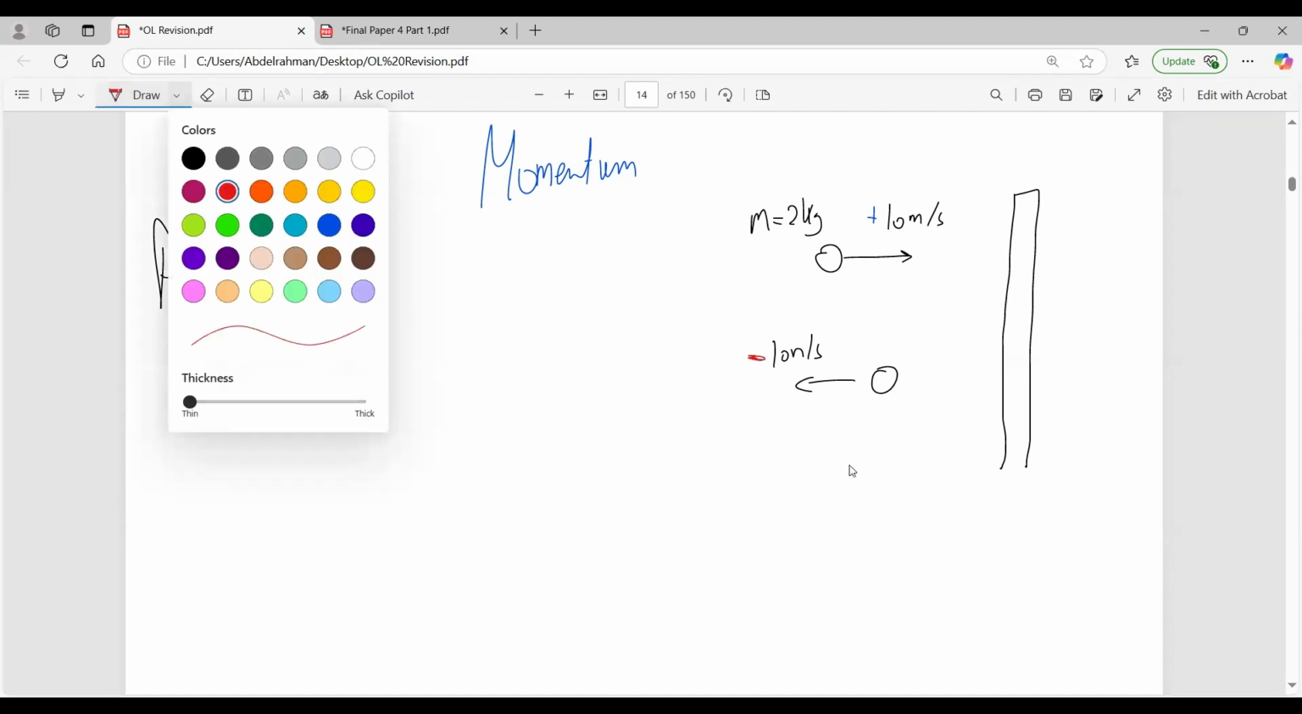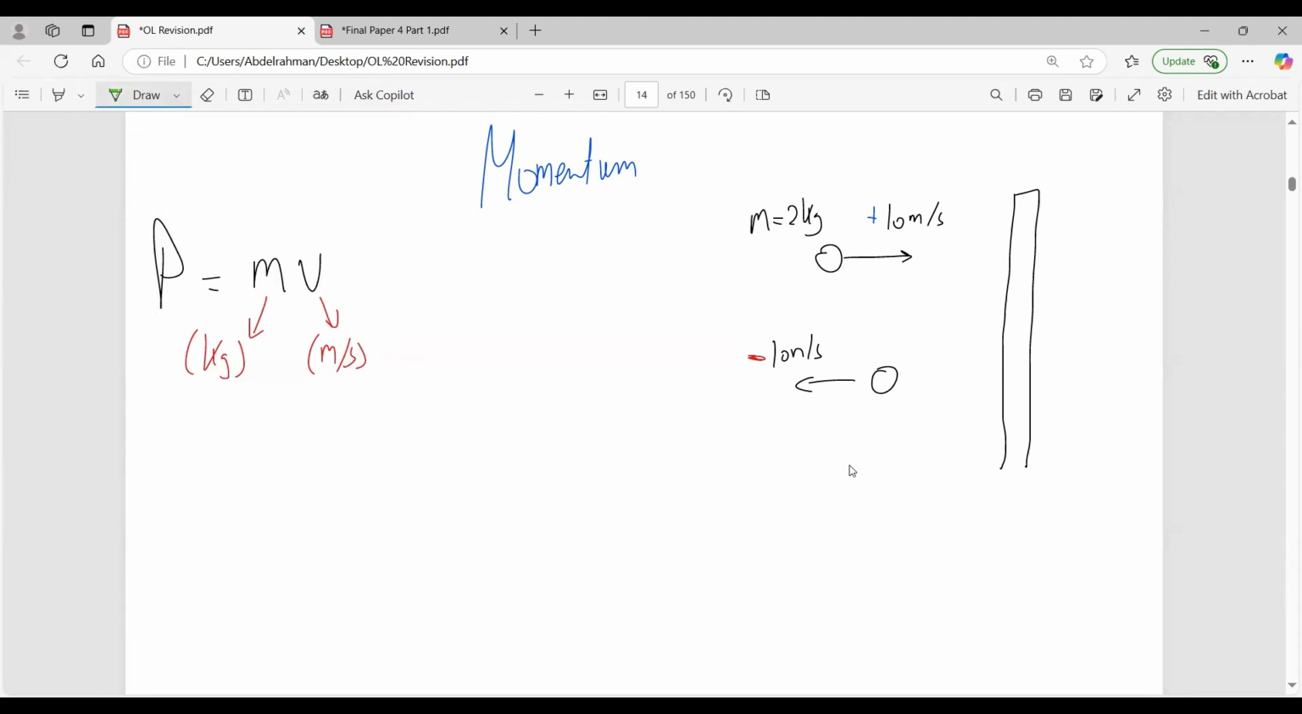So can I find the momentum? Yes, you can find the momentum. In the first one, P equals mv, so it's 2 times positive 10, which is 20 kilograms dot meters per second. What about the second one? P equals mv, which is 2 times negative 10, which would be negative 20 kilograms dot meters per second. Okay, you have two different values.